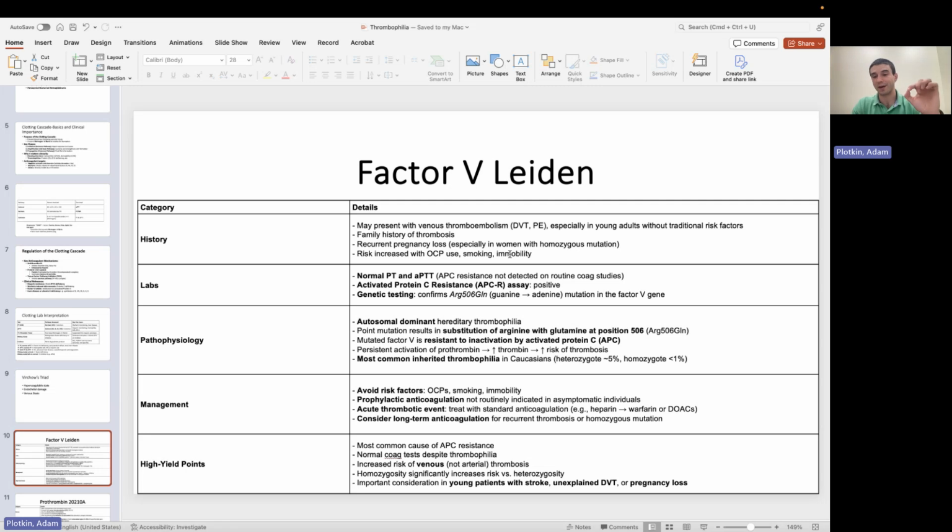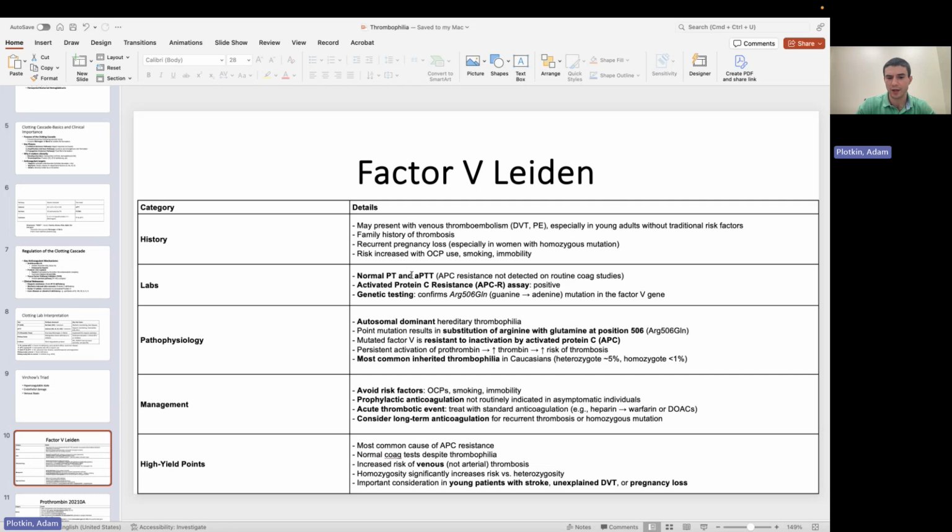So remember, factor V Leiden is the most common thrombophilia. They'll give you a patient who is a 20-year-old female, perfectly healthy. Maybe she just started an OCP and that was the thing that set it off. She has a DVT or a PE, and they'll tell you mom has a history of two PEs, right? And now I'm like, that's kind of weird, right? We need to look into it.